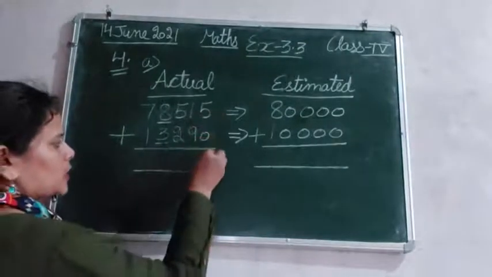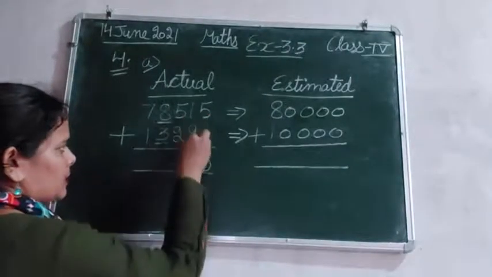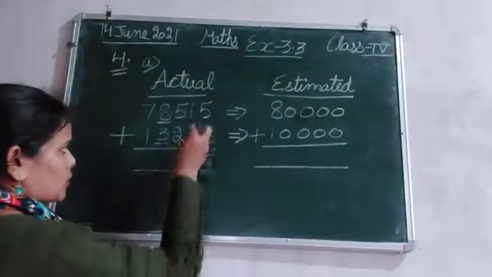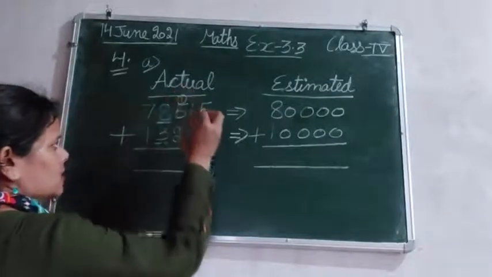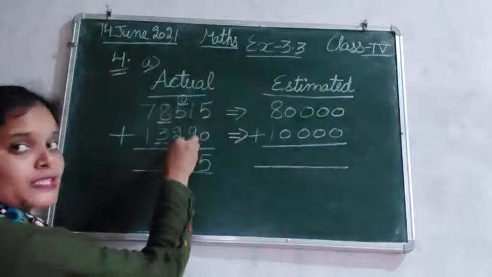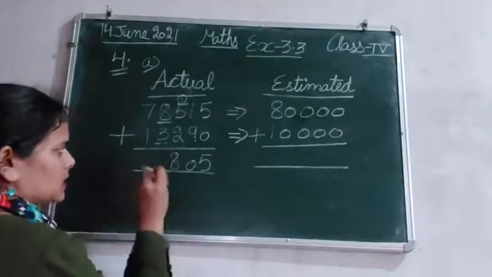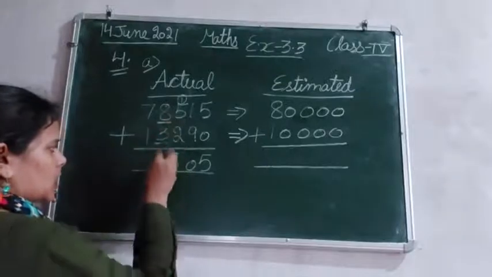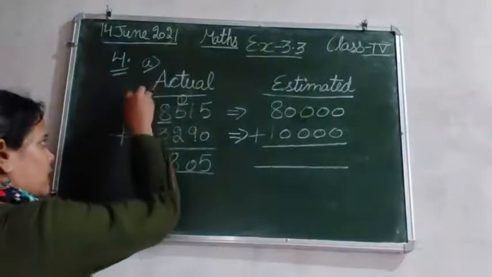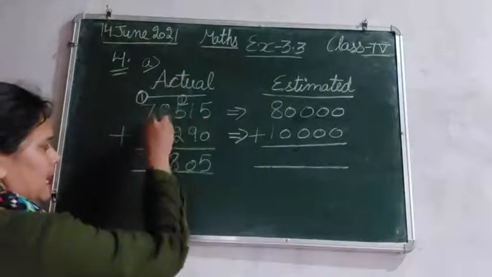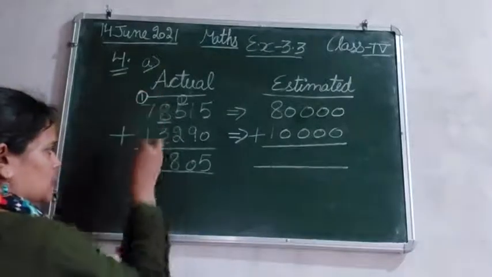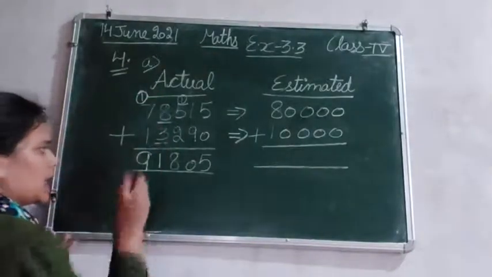5 plus 0, 5. 1 plus 9, 10, 0. 1 will be carried next. 5 plus 2, 7 plus 1, that is 8. 8 plus 3, 11. 1 will be carried next. 7 plus 1, 8 plus 1, this is 9.